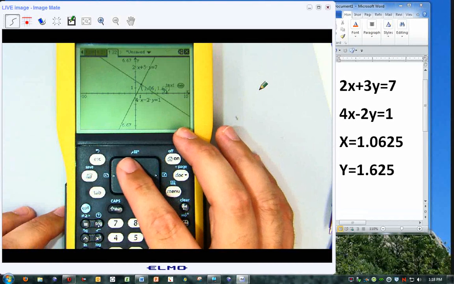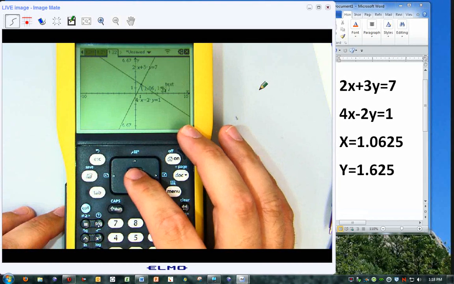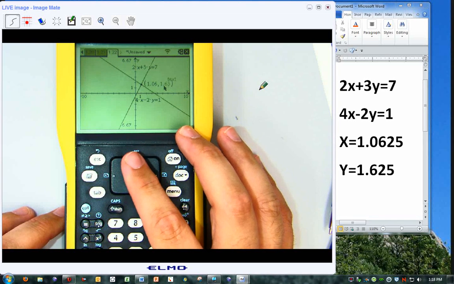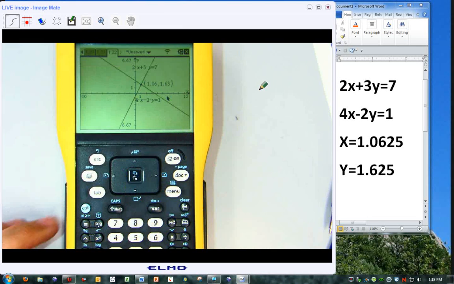I'll hit escape to get out of that function, because until you tell the calculator not to solve a system, it always wants to solve a system. I'll move this up so we can take a look at it. And there's our solution right there, which was that point right there.